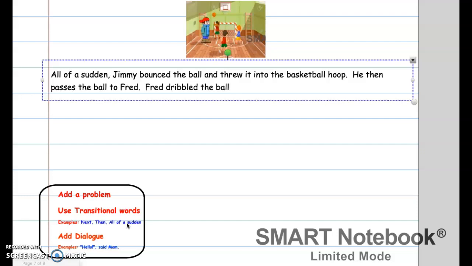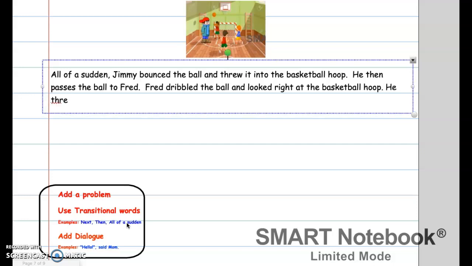And he looked right at the basketball hoop. Okay, so now I'm thinking he's looking at the basketball hoop. I think he wants to aim for it. Let's see how Fred does. He wants to throw it in. So we're going to write, forgot my period. He threw it up to the hoop, but it didn't go in. Fred is so disappointed. Okay, so far it sounds good, I think.